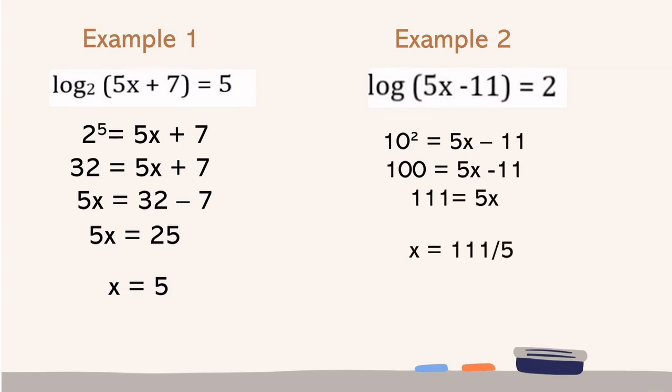Example number 2. Solve for x in log 5x minus 11 equals 2. Since the base of this equation is not given, we therefore assume the base of 10. Then we change the expression to exponential form. Now we have 10 squared equals 5x minus 11, and it becomes 100 equals 5x minus 11. Lastly, we simplify to get our x, so we have 111 equals 5x, divide both sides by 5. Hence, x equals 111 over 5 is the answer.